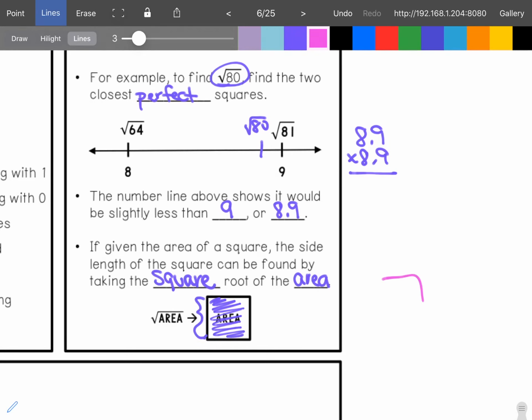So for example, if I gave you a square and I said that the area was 49, and I said, well, what is the length of one of the sides of the square? Well, we know that both of those have to be the same because if it's a square, it's the same length all the way around. So it would have to be 7 times 7, which means that one of the sides of the square would be 7.